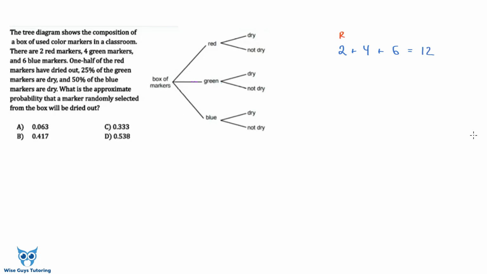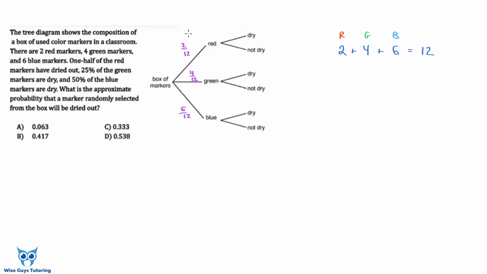So this is the red, green, and blue. I'll use light blue to differentiate. Now, in simple probabilities, all you have to do is take the favorable outcome. For example, if I'm asking what's the probability of picking a red marker, the favorable outcomes is 2 divided by the total outcomes, which is 12. So in this case, the probability here is going to be 2 over 12 for red. Similarly, it'll be 4 over 12 for green, and it'll be 6 over 12 for blue.